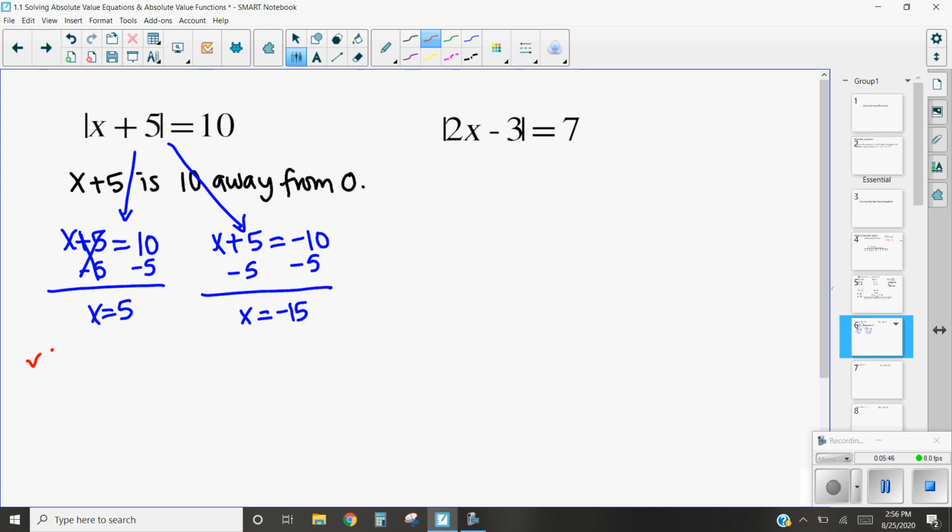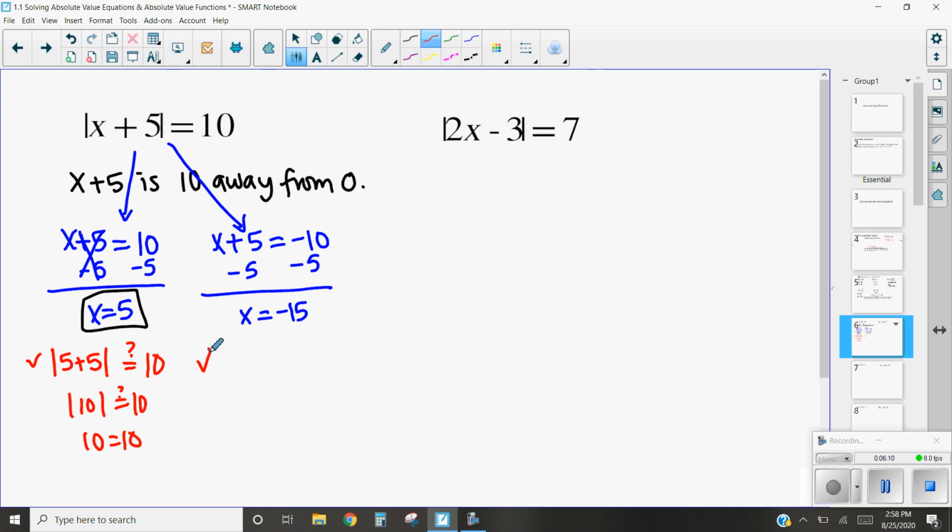So in this case, the absolute value of, instead of x, I'm going to put 5 in, plus 5. Is that equal to 10? Now we can figure that out. 5 plus 5 is 10, so the absolute value of 10, is that equal to 10? Well, the absolute value of 10 is 10, and 10 equals 10. So this answer here is definitely a solution. And we can check the other one the same way.